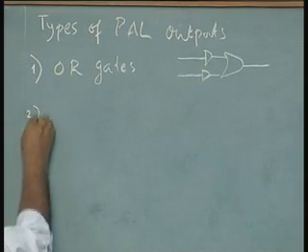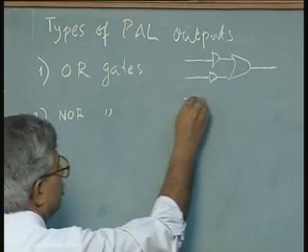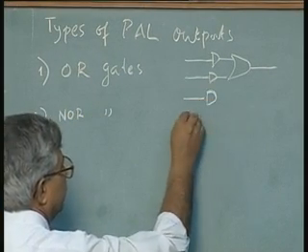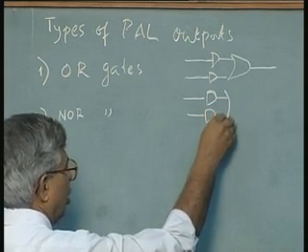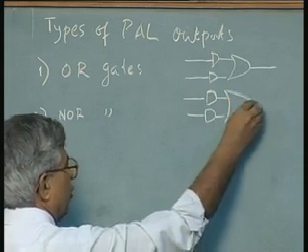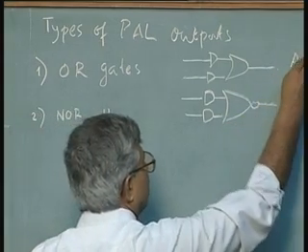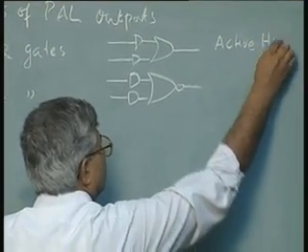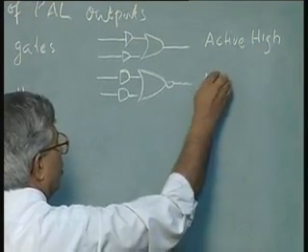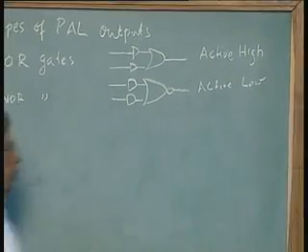I can also have a NOR gate output. The input AND gates can feed into an OR gate which is inverted. So this is an active high combinational logic output, and this is an active low combinational logic output.